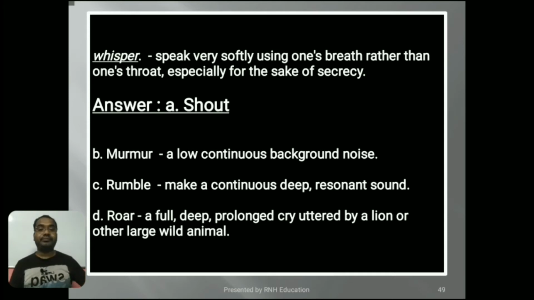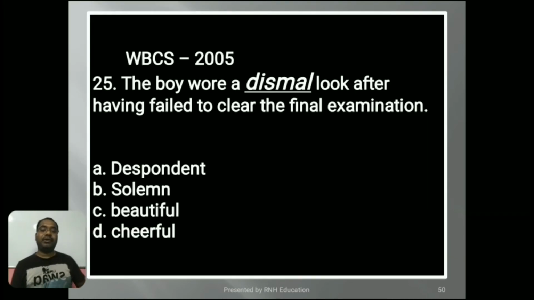Going to the next one, next question, that is question number 25, and these questions have been taken from the year 2005.